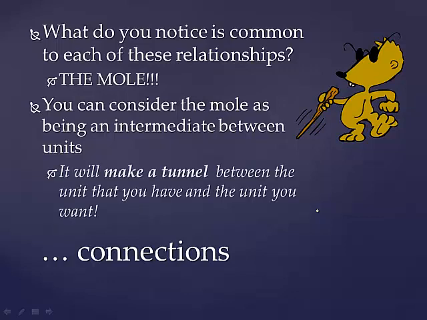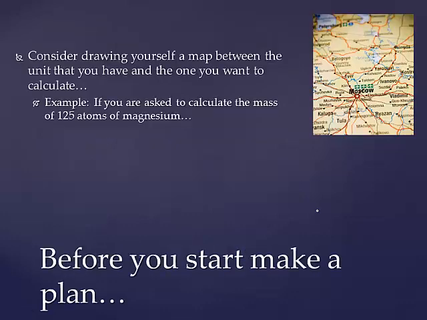In other words, it's a cheesy little pun because it'll help you remember, you can think about the mole as being a unit that you can tunnel through to get from the units that you have to the units that you want. What we can do when we're doing these calculations, for those of you that lose track of these individual steps, is to consider drawing yourself a map between the unit that you have and the unit that you're asked to calculate. So the example we're going to look at is that you have 125 atoms of magnesium and you want to calculate the mass.